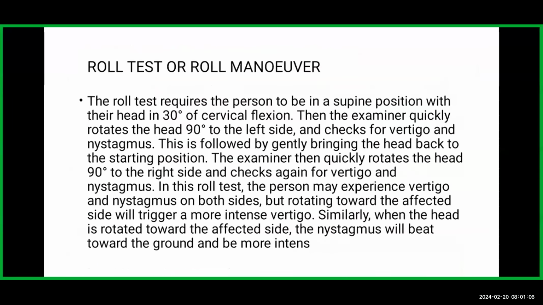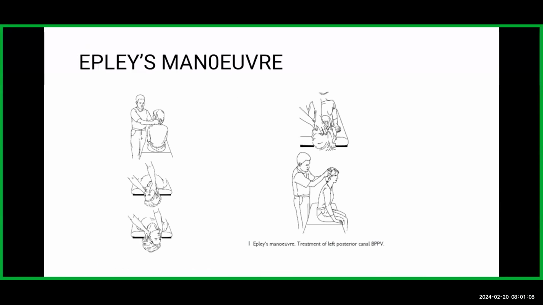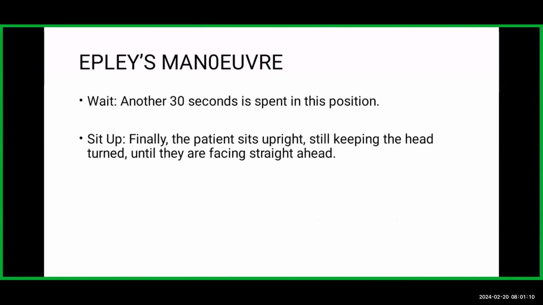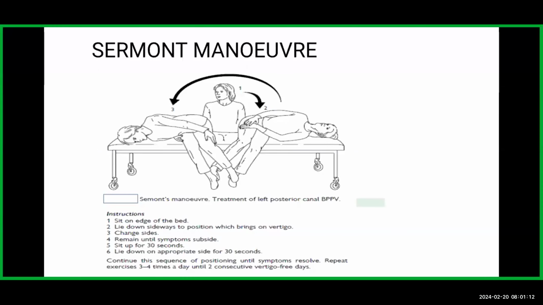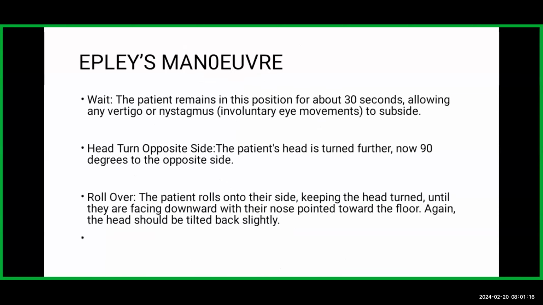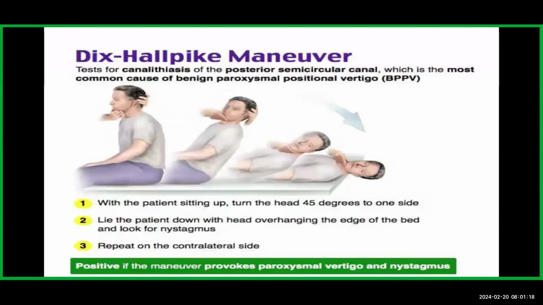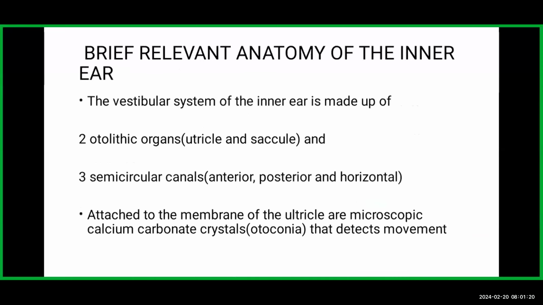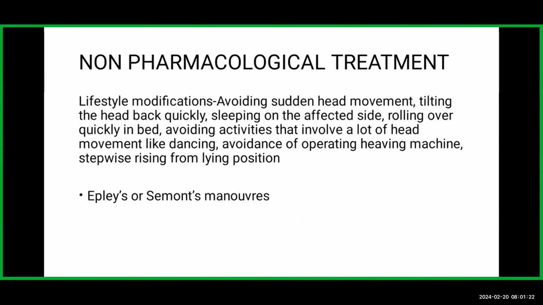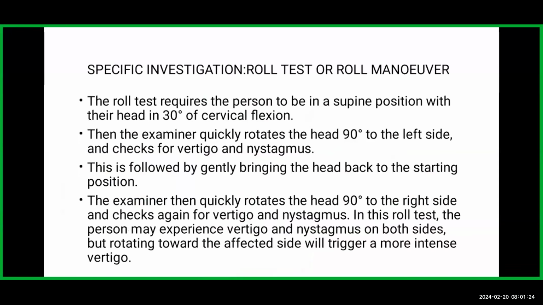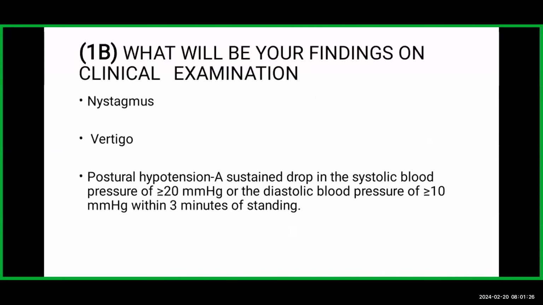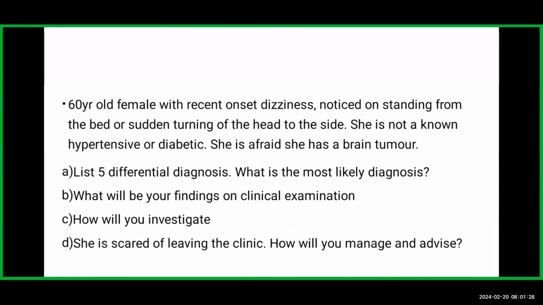BPPV is an example of a peripheral vertigo. We have other types of peripheral vertigo like labyrinthitis, Meniere's disease, and so on. One of the ways we can differentiate between BPPV and Meniere's disease, for instance, is that Meniere's disease will come with things like sensorineural hearing loss, and also vertigo, unlike BPPV.